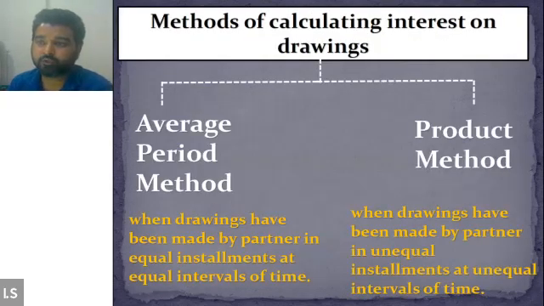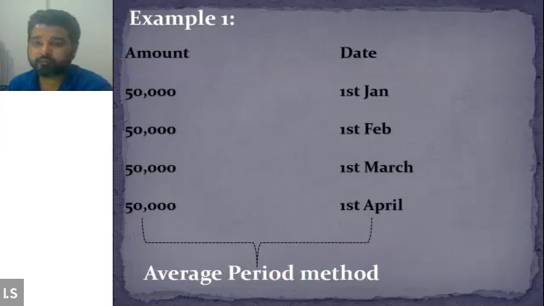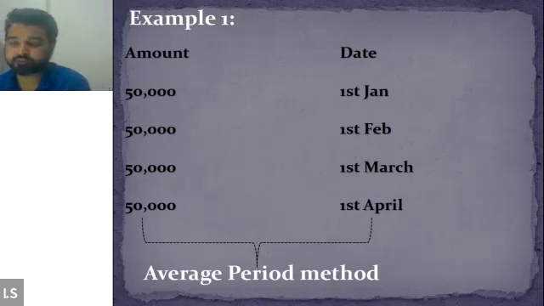So these are the methods of calculating interest on drawings, average and the product method. When drawings have been made by partner in equal installments at equal interval of time, then average method, otherwise product method. Like for example, if withdrawal has been made like this, on 1st of January 50,000, 1st Feb 50,000, 1st March 50,000, 1st April 50,000, in such a situation, average period method will be applied.